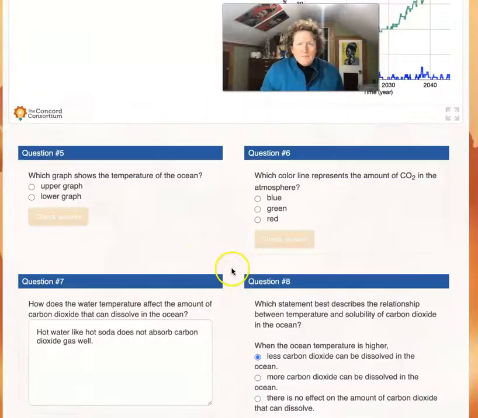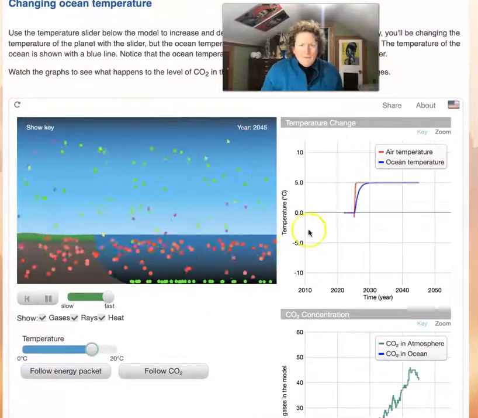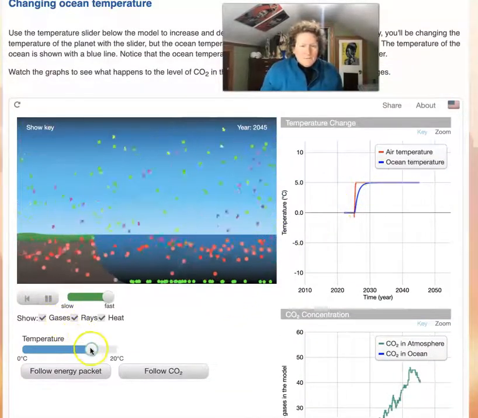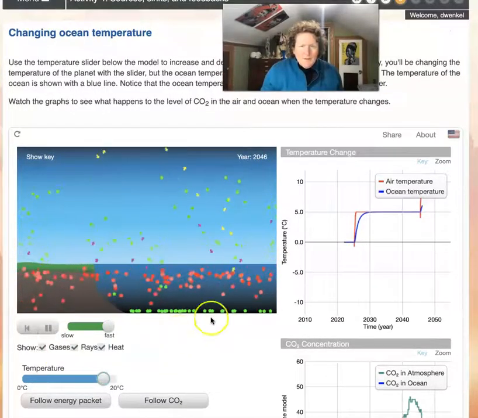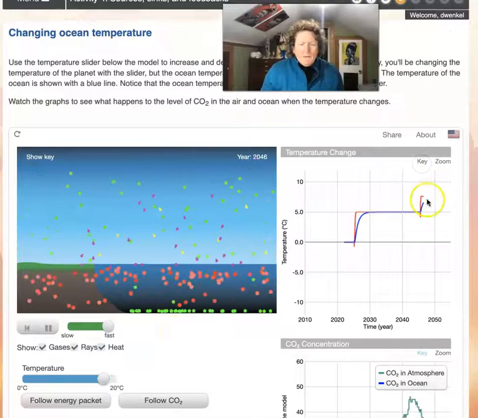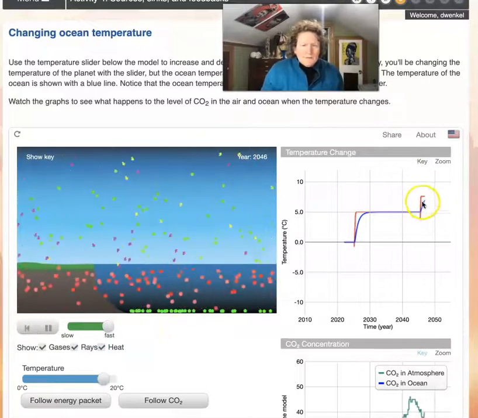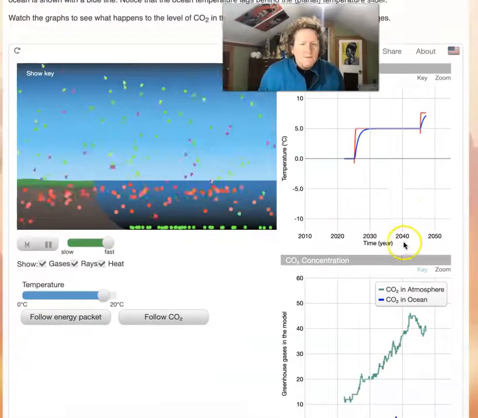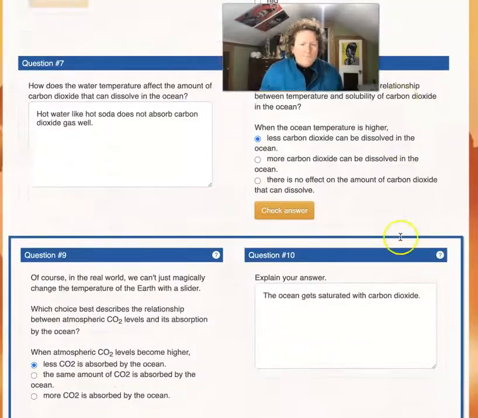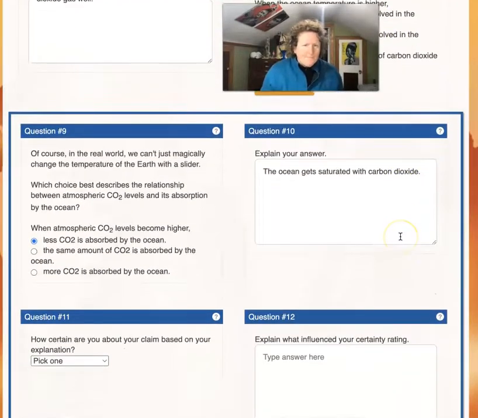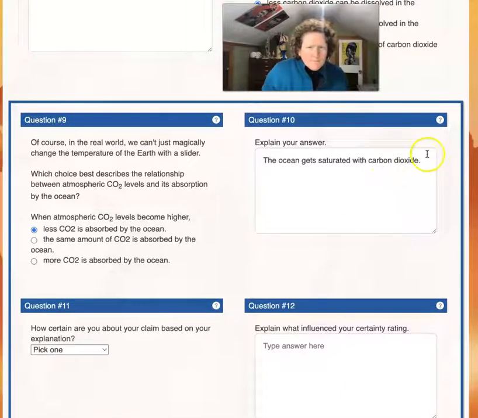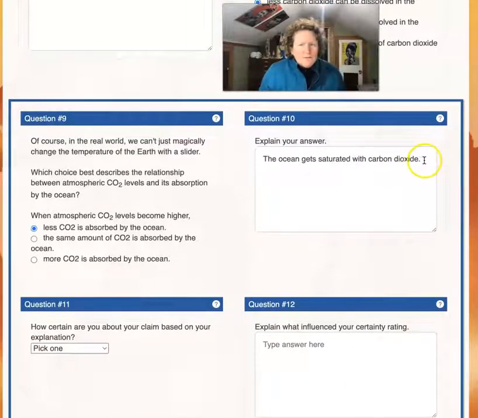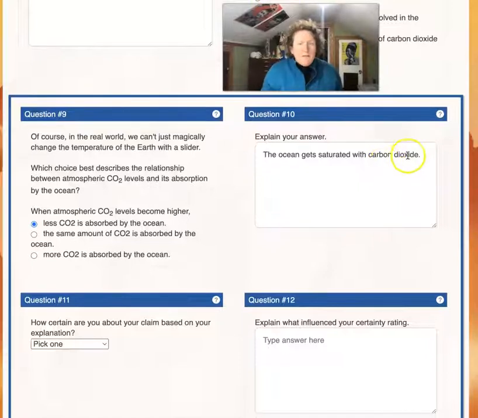As the air temperature comes up, the ocean temperature comes up too, and we can see that if we raise it a little bit. It lags a little bit behind, but we can see that the air temperature rises, and the ocean temperature eventually rises as well. The ocean gets saturated with carbon dioxide, maybe.